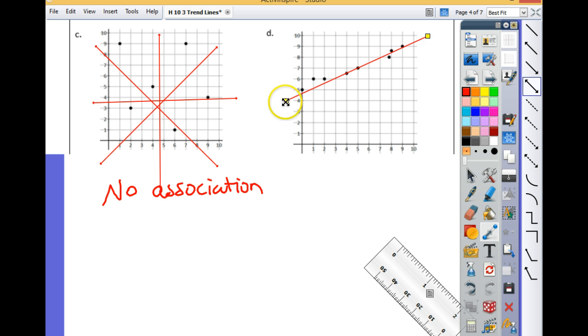I think that this one was probably our best bet, wasn't it? I can't go here. There. How about here? How about those two? Not so much. So we're going to go with the 9 and the 5. You guys want that as your best line of fit? Look pretty good? All right, that's the one we'll use.